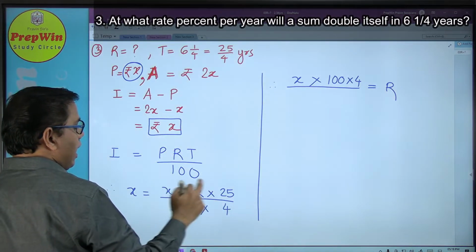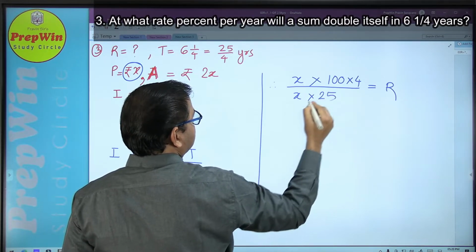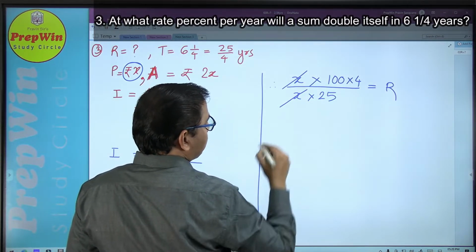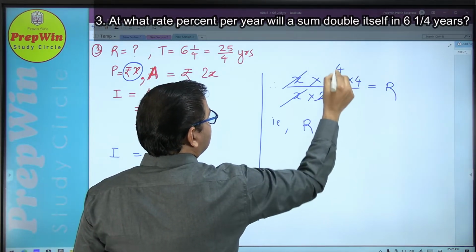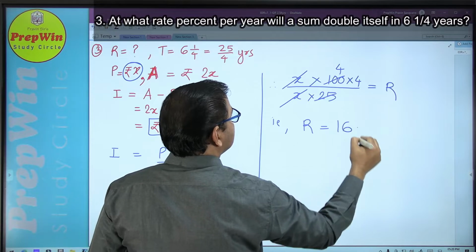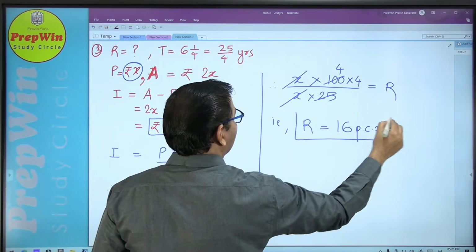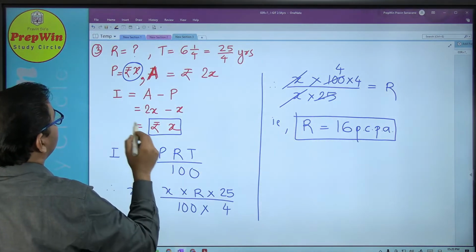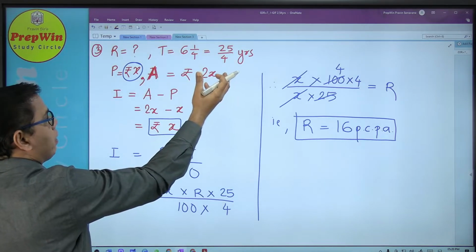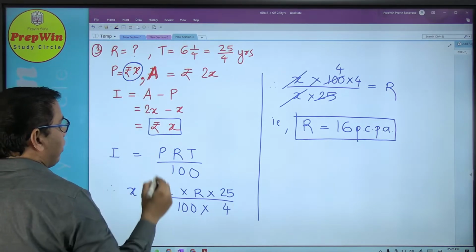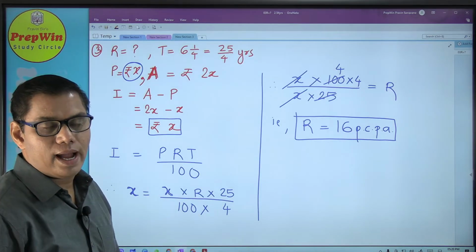What is with R? X and 25 by cross multiplication X and 25 comes here. So X and X got cancelled. So what am I getting? R as 25 into 4 is 100. 4 into 4 is 16. 16% per annum is my final answer. So very easy. Only thing or a catch is that you have to understand that your principal is getting doubled. Your principal is getting doubled means your principal and interest, they are equal. So that you can take as x.